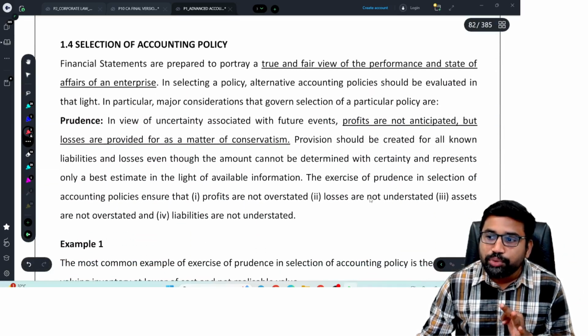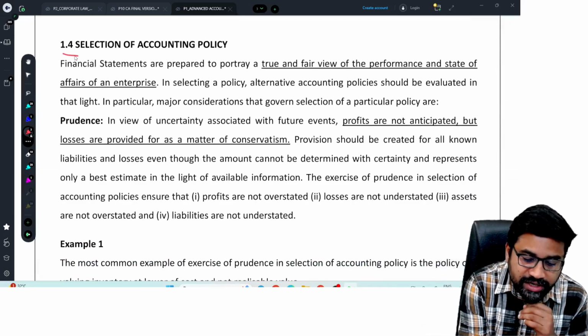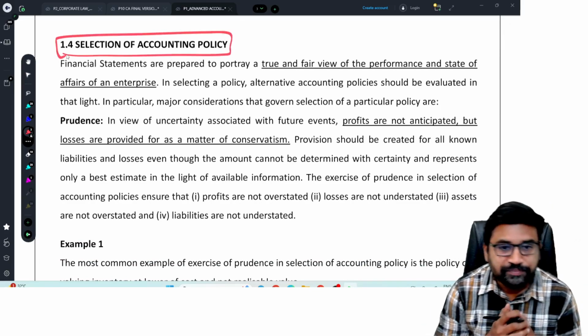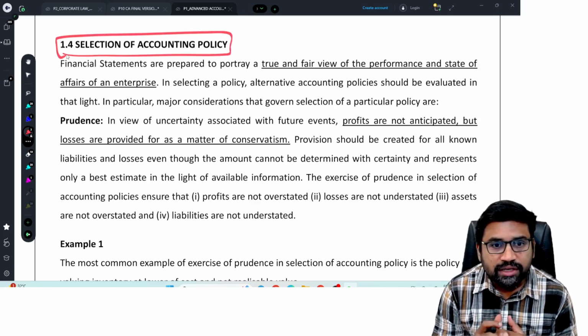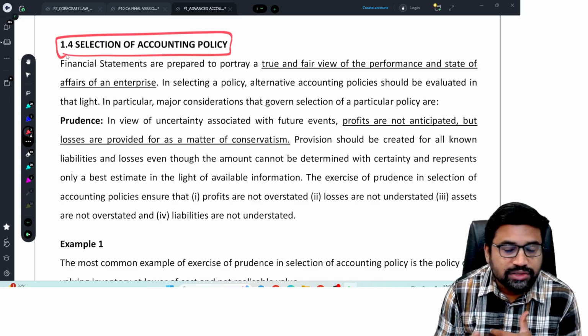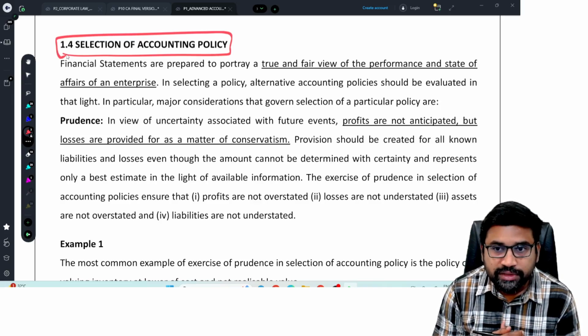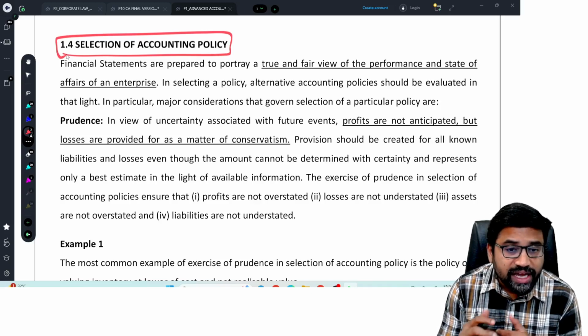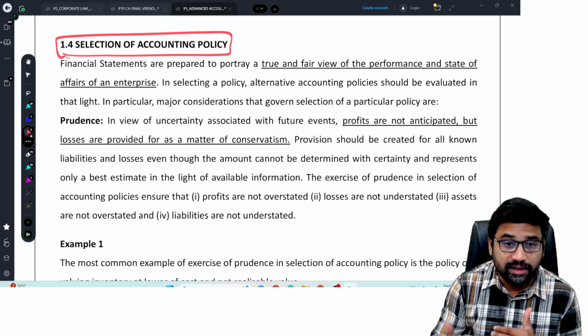Now, the most important topic in this standard is selection of accounting policy. Sir, you said every organization can select their own accounting principles and methods. Now, is there any criteria to select those principles? Yes, there is a selection criteria. Now, accounting standard 1 has given the criteria.